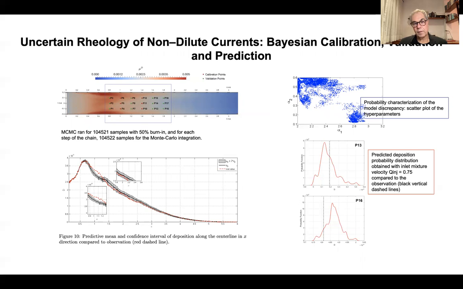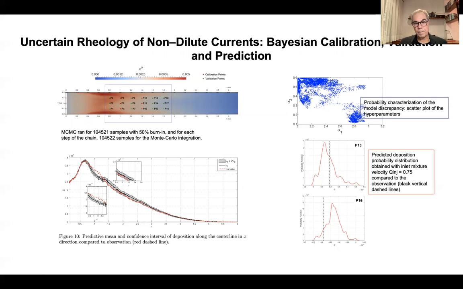You have on the right the probability characterization of model discrepancy by the scatter plot of the hyperparameters that we are taking into consideration. And in the figure below on the left, you can see the predictive mean and confidence interval of deposition along the center line compared to the observation, which is a very good result.